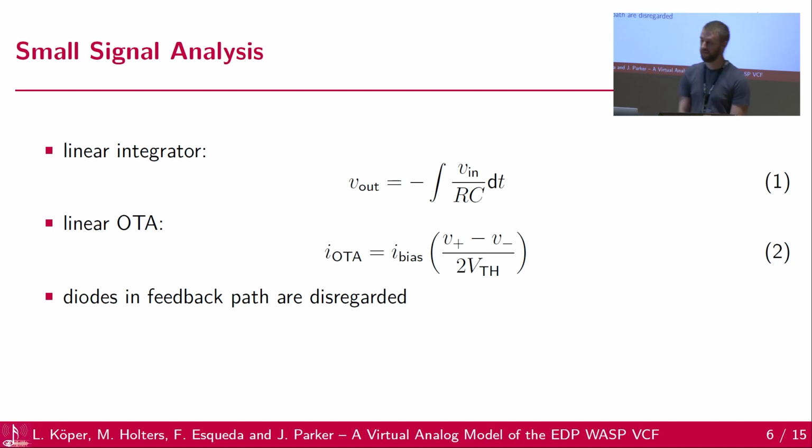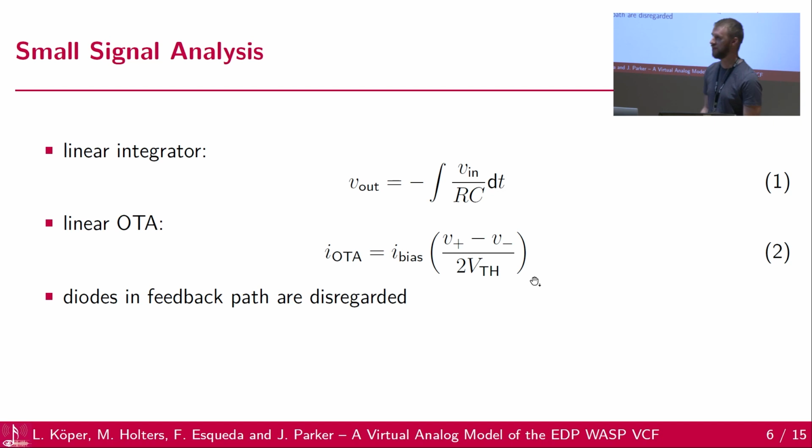But let's first start with some small signal analysis to see how the state variable filter is actually working. So with this, we assume we use a linear integrator. We will later change this to a nonlinear model. So this means we have just a negative integral of the input voltage over C with respect to time. And we have a linear OTA. It means we can control the output current of the OTA with a bias current, and then multiply this by the differential input voltage over 2 times the thermal voltage.